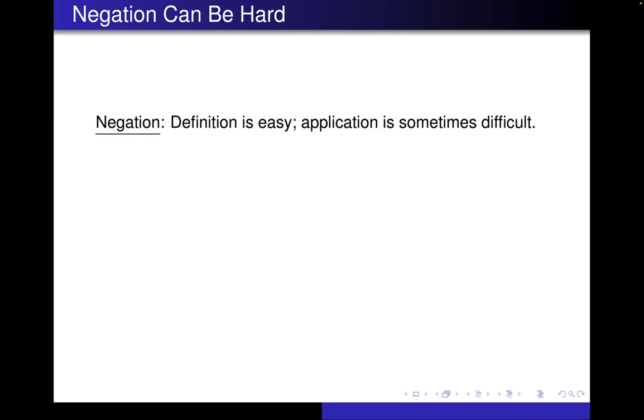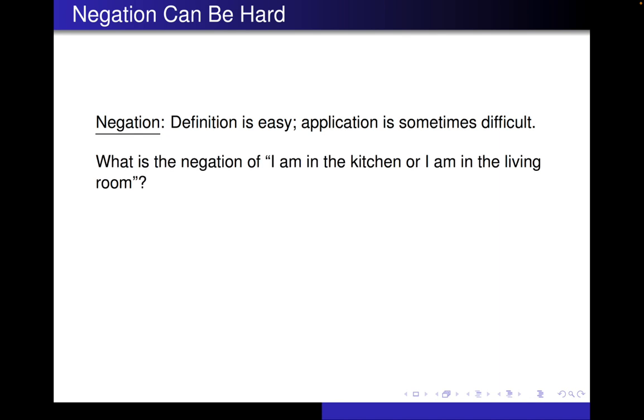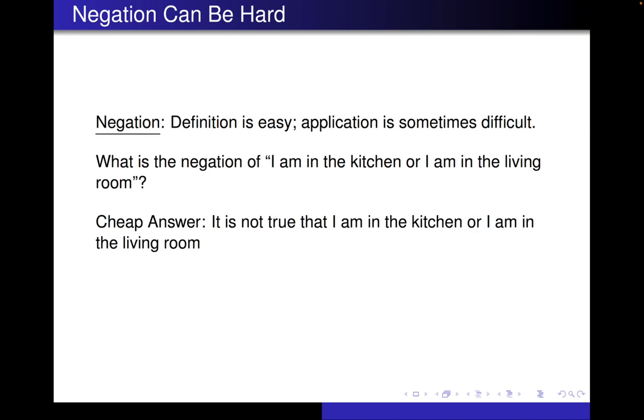And let me give you an example. So suppose I have a statement, I am in the kitchen or I am in the living room, and I want to find its negation. I actually want to state its negation, not just look for its truth table, because the truth table is pretty easy. But if I want to actually write the negation in a useful way, well, if I want a cheap and correct but not very useful answer, I could just say, it is not true that I am in the kitchen or I am in the living room.